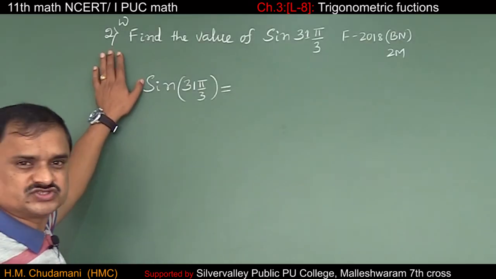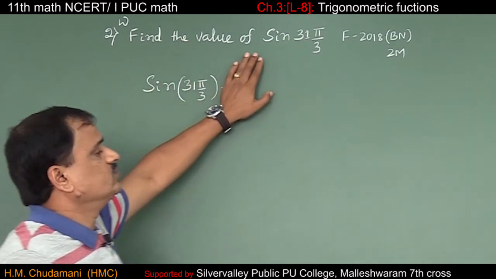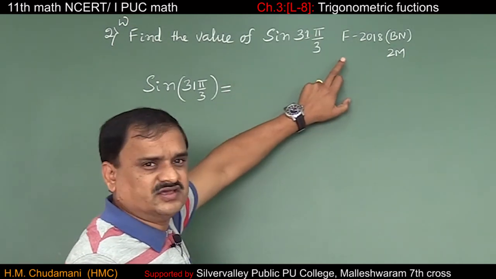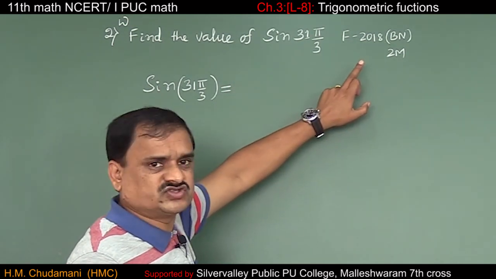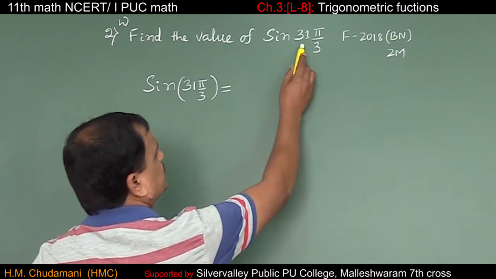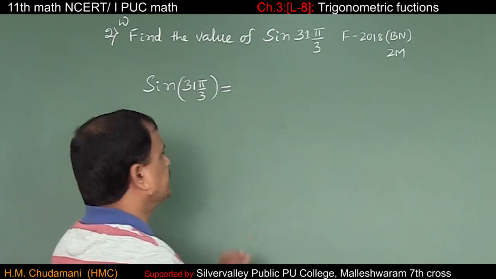Next, second question, a worked example, a good one. Find the value of sin of 31 pi by 3. This appeared in the year 2018, north zone, as a 2 mark question. See, 31 pi by 3 is not a standard angle. You need to reduce that.